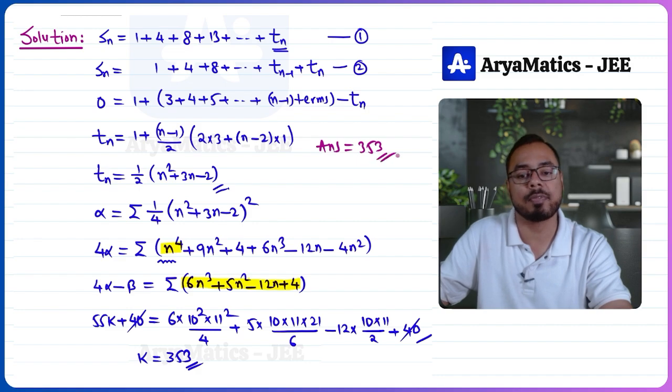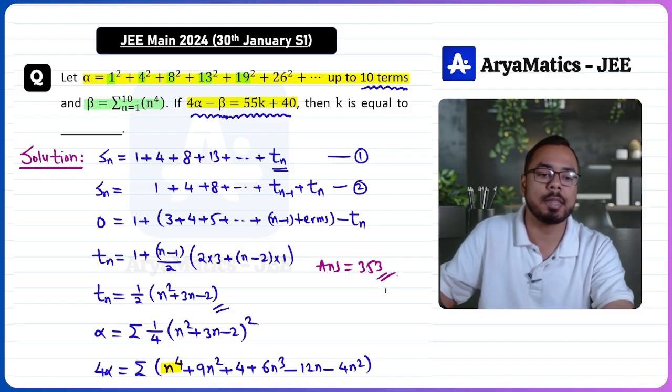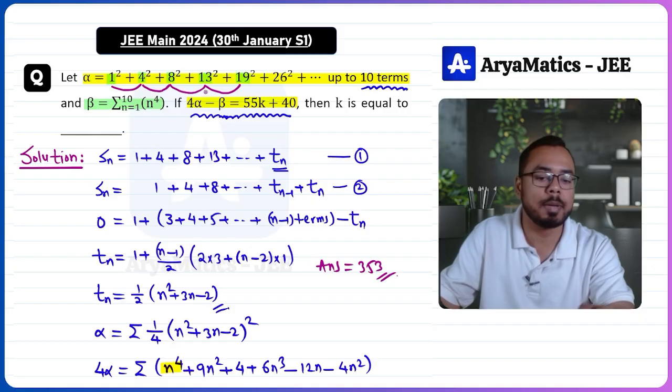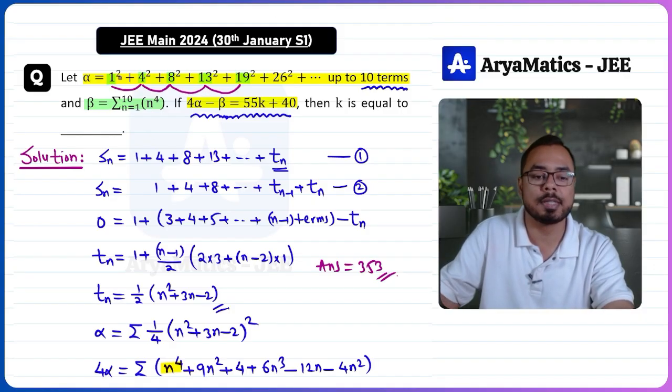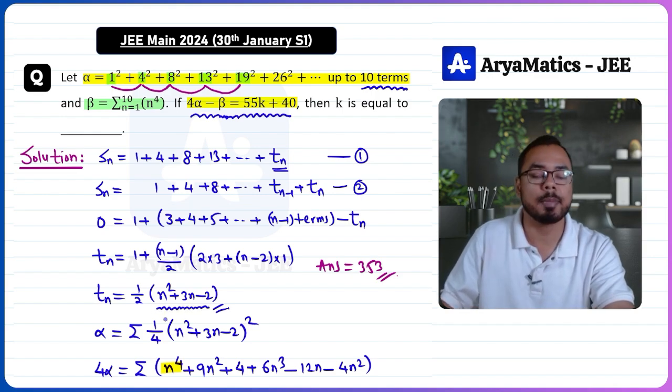Right? So this was a problem where first we had to get the general term. First observation: in alpha, without that square, these numbers 1, then 4, 8, 13, and so on, for this sequence, the difference between any two consecutive terms is in AP. So first let us find the general term of that sequence. For finding the general term, whenever the difference is in AP, you can use this standard method. Let us say Sn is this same sum, then subtract the 2, and from there we got Tn as half of n square plus 3n minus 2.